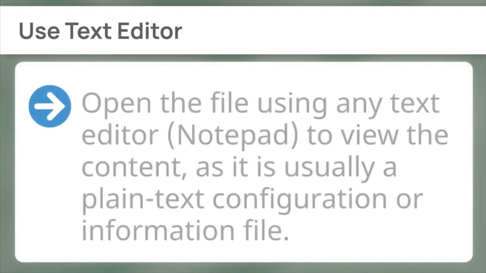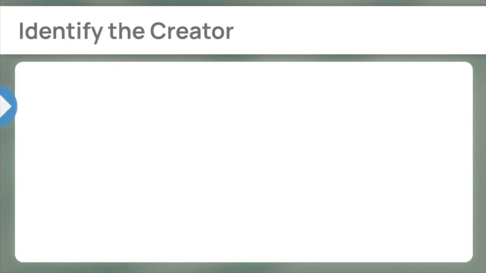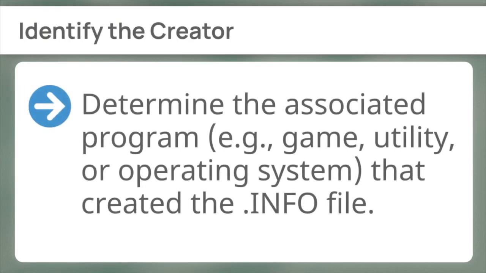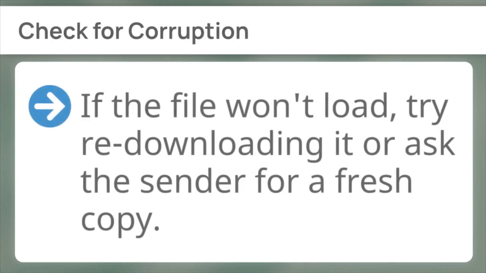First, use Text Editor. Open the file using any text editor, Notepad, to view the content, as it is usually a plain text configuration or information file. Next, identify the creator. Determine the associated program, e.g., game, utility, or operating system, that created the info file. Finally, check for corruption. If the file won't load, try re-downloading it or ask the sender for a fresh copy.